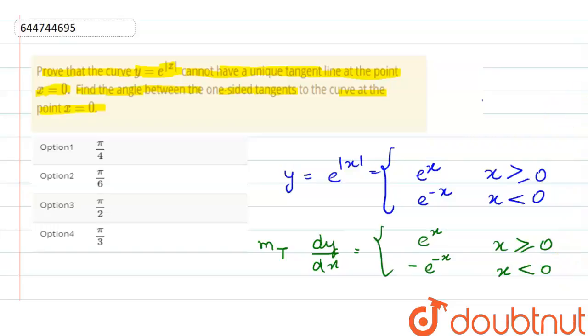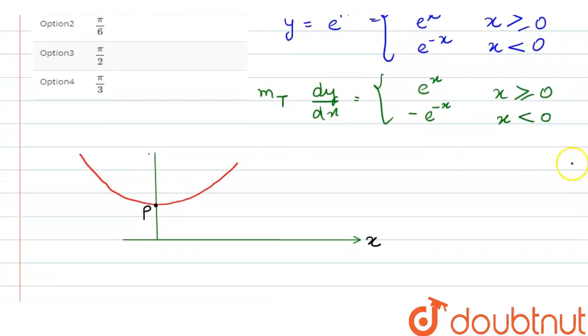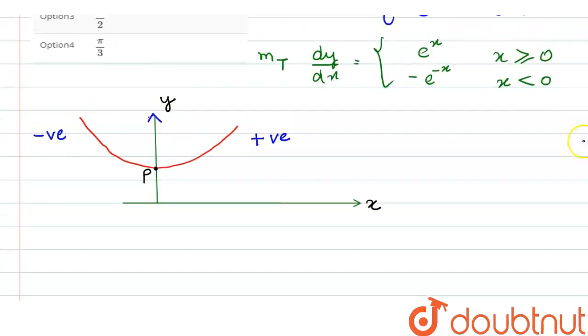Now let us understand it with the help of a figure. This is a graph where this is the x-axis and this is the y-axis, and this side is for the positive curve and this side is for the negative curve, as we have seen, e raised to the power x and e raised to the power minus x. Consider this point as P. Now let us find the value of this slope after putting the value 0 in place of x.